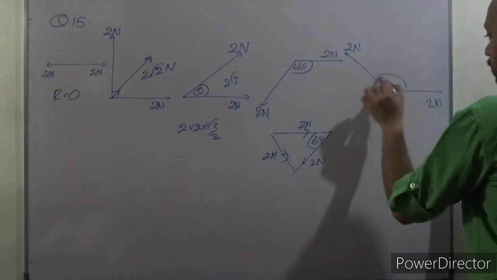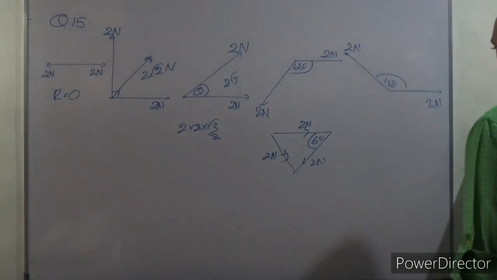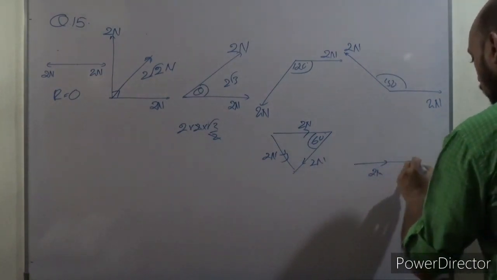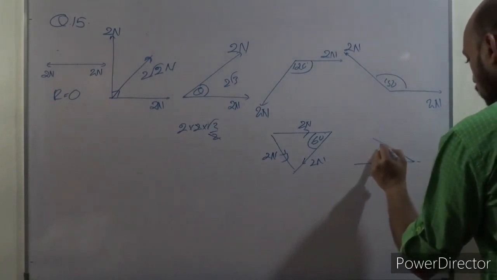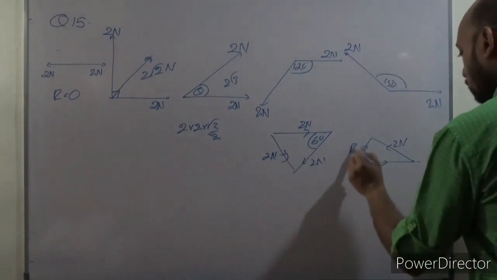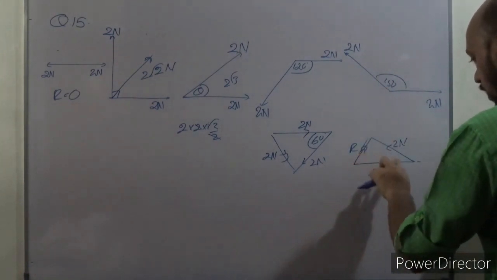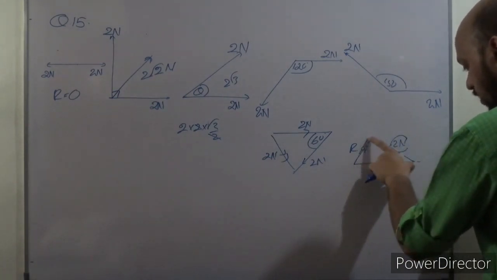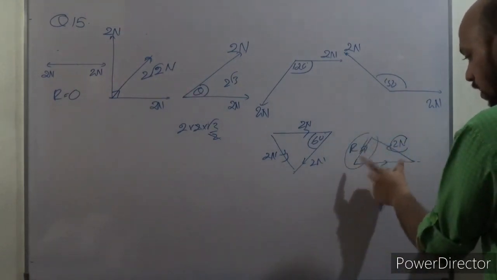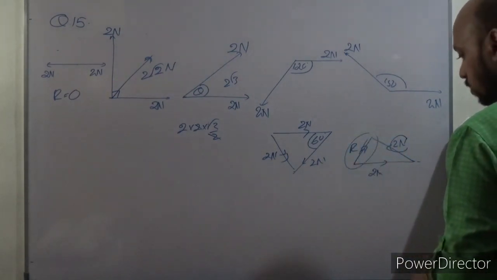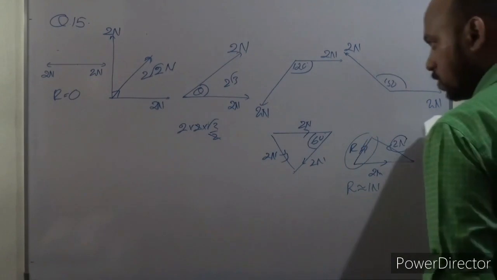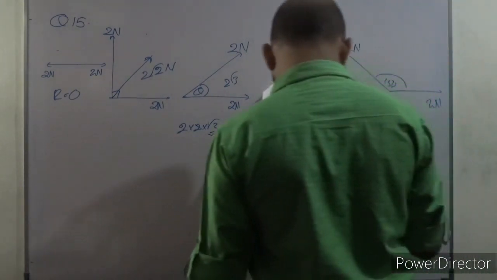Right. So here it is like 150. If we draw here 2 Newton, now 150 means here it is 30. Now the resultant is given this way. So it is less than 2 Newton. According to the scale, you can see the length of the resultant side is less than 2 Newton. So it can be the resultant of 1 Newton. So the answer should be 5.